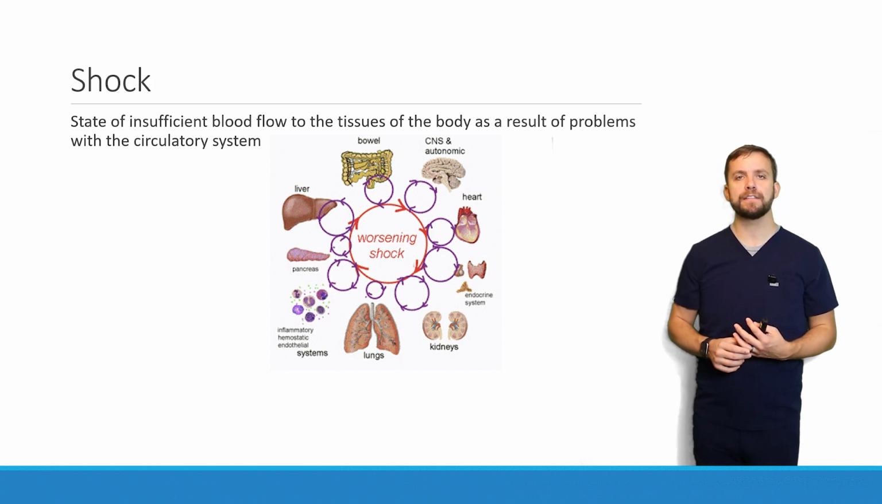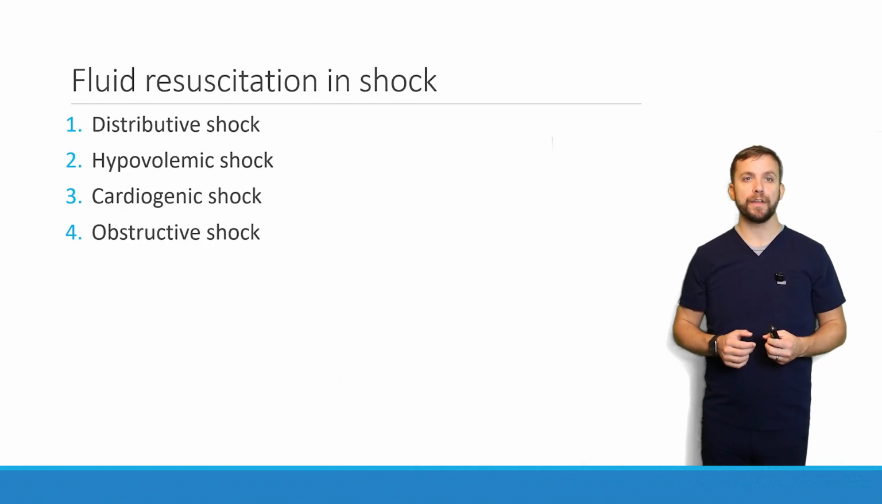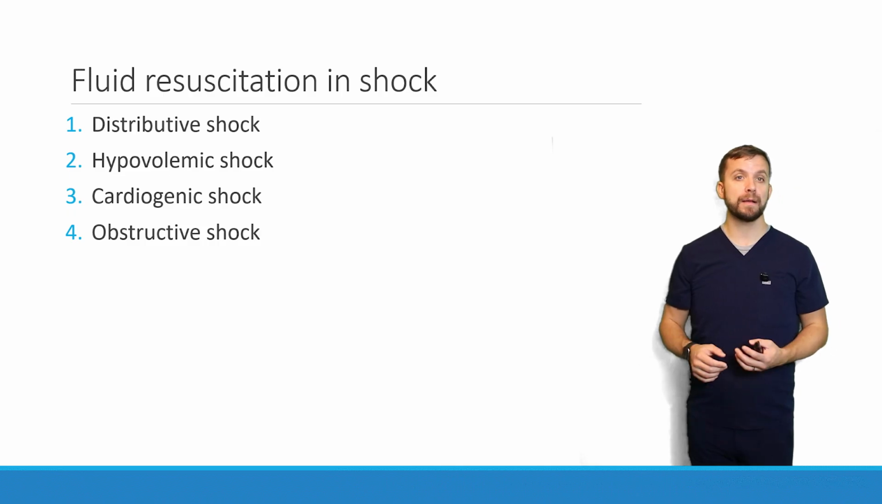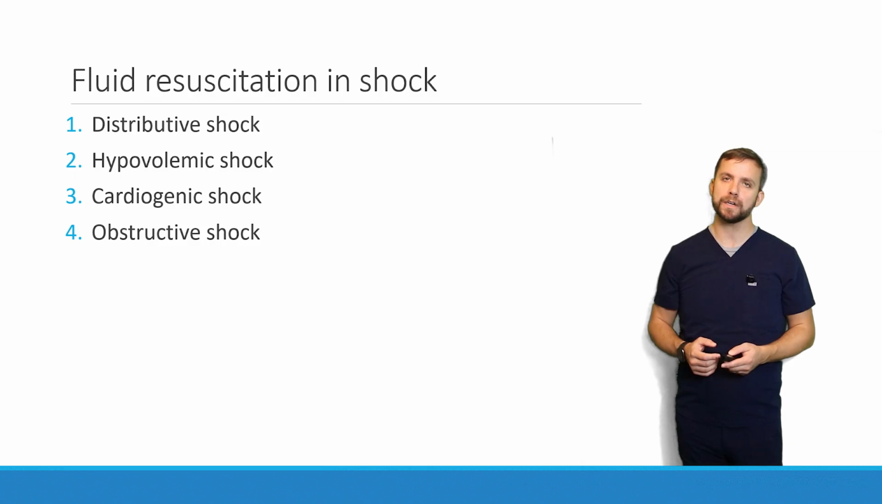Shock is a state of insufficient blood flow to the tissues of the body as a result of problems with the circulatory system. So something that's not allowing you to have good blood flow, good oxygen delivery. There are 4 different types of shock that we talk about: distributive shock, hypovolemic shock, cardiogenic shock, and obstructive shock.